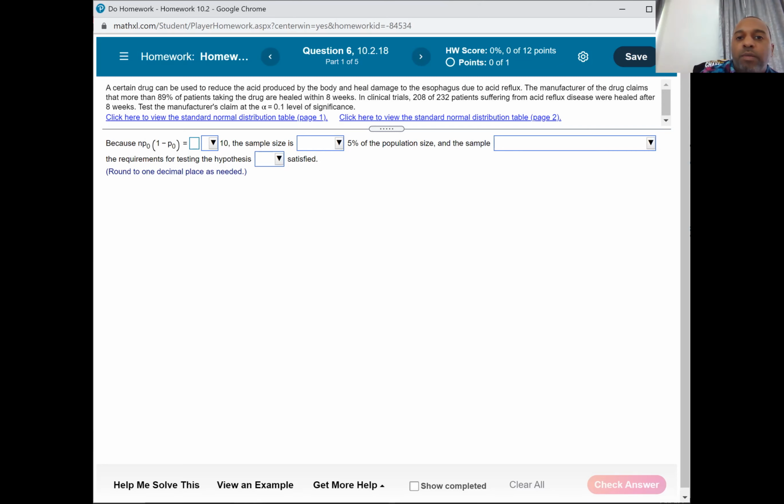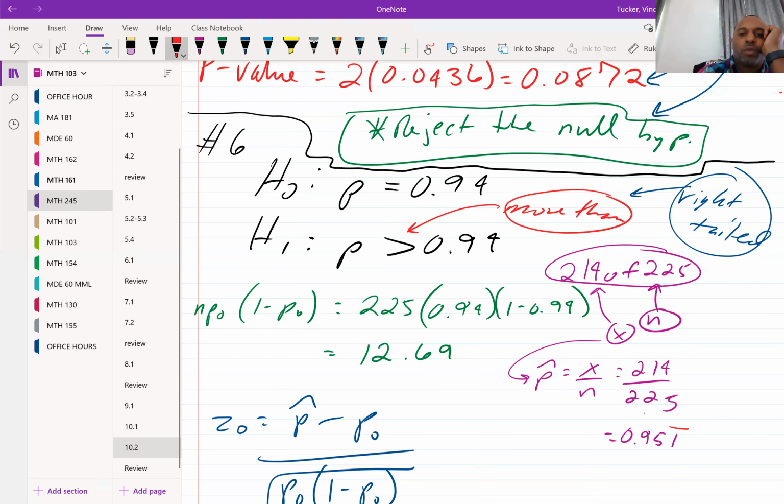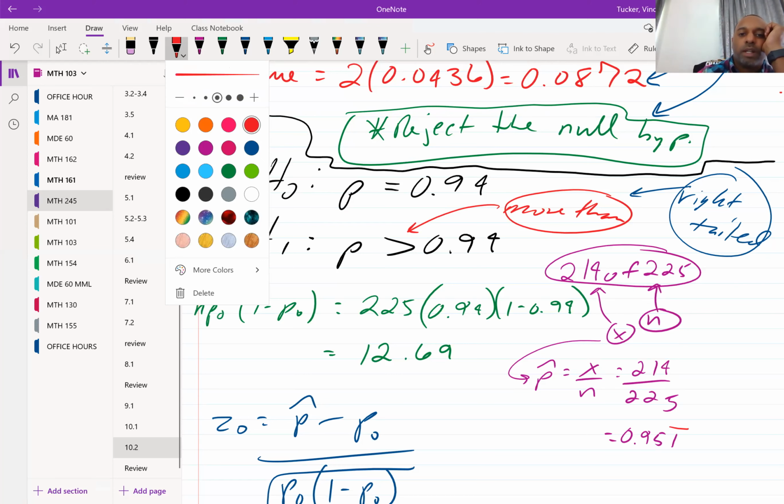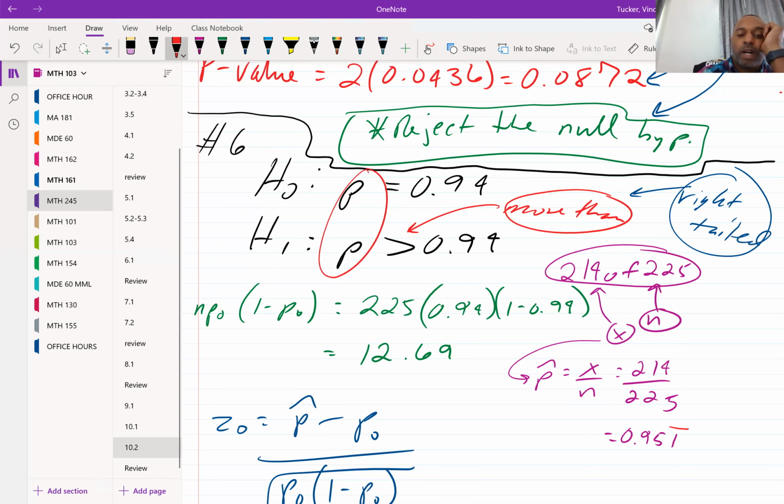So same word problem, just that some of my numbers are different, but you see how they give you the information. And let's see how we can translate that. So we're looking at a percentage. So that's why I have p here. And we're looking at our null hypothesis and our alternative hypothesis. Once again, this will be equal all the time.